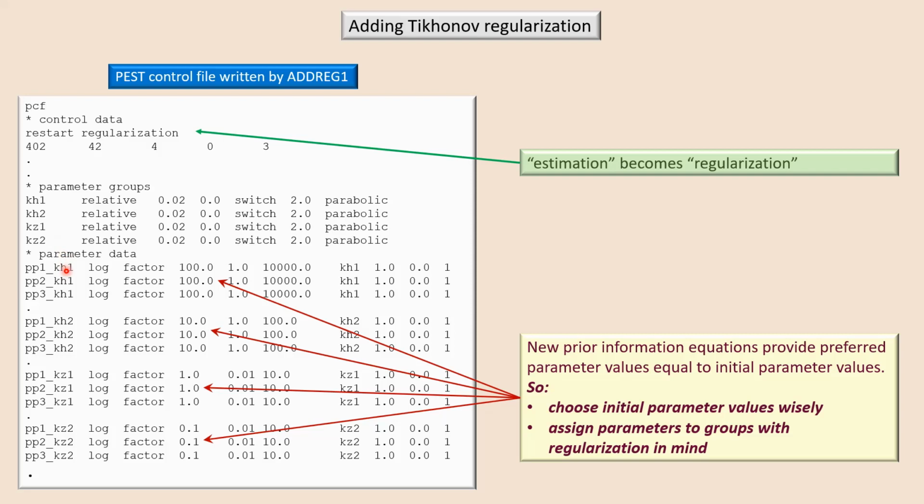Prior information equations that enforce preferred value Tikhonov constraints are assigned to prior information groups. Any constraint which is applied to any parameter is assigned to a group whose name is named after the parameter group to which the parameter belongs. So, the prior information equation, which expresses a preferred value for this parameter here, is assigned to a group that is named after the parameter group to which this parameter belongs.